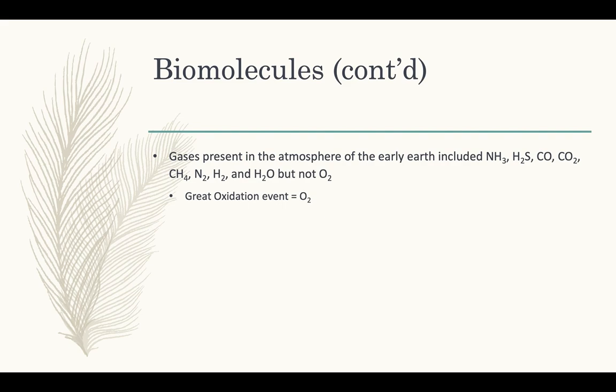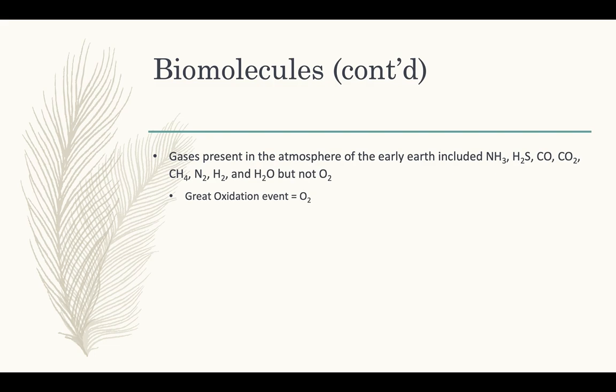Listed here are the gases present in the atmosphere of the early Earth. As you can see, there was no oxygen. Why? Because oxygen was a consequence of the great oxidation event, sometimes referred to as the oxygen catastrophe or the oxygen holocaust. This event was catalyzed by cyanobacteria that adopted the use of carbon dioxide instead of carbon disulfide during photosynthesis. Arguably, the great oxidation event was the first ever major mass extinction event.